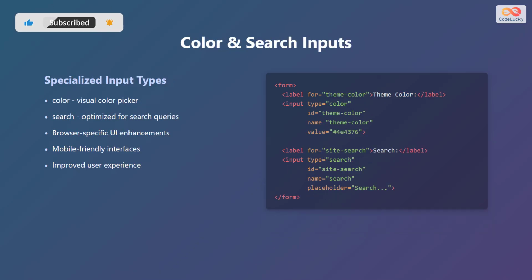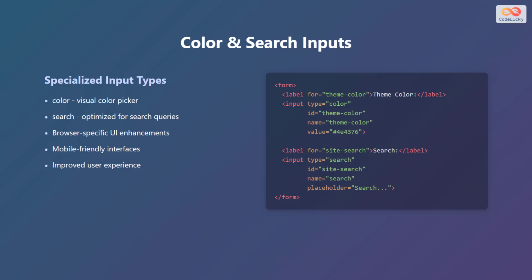HTML5 offers specialized input types to enhance user interaction. The color input type provides a visual color picker. The search input type is optimized for entering search queries. These input types often come with browser-specific user interface enhancements. They offer mobile-friendly interfaces, making it easier for users on mobile devices to enter information. These types improve the overall user experience.